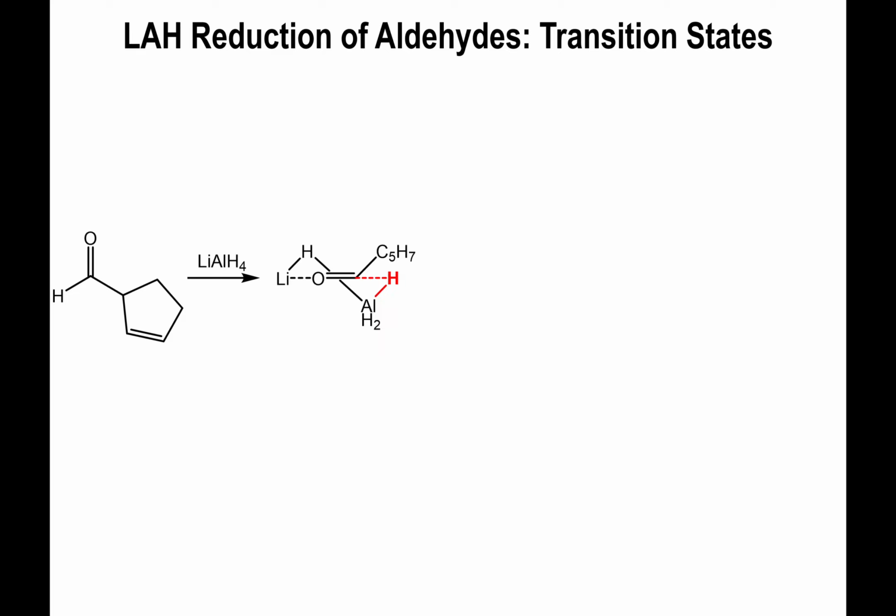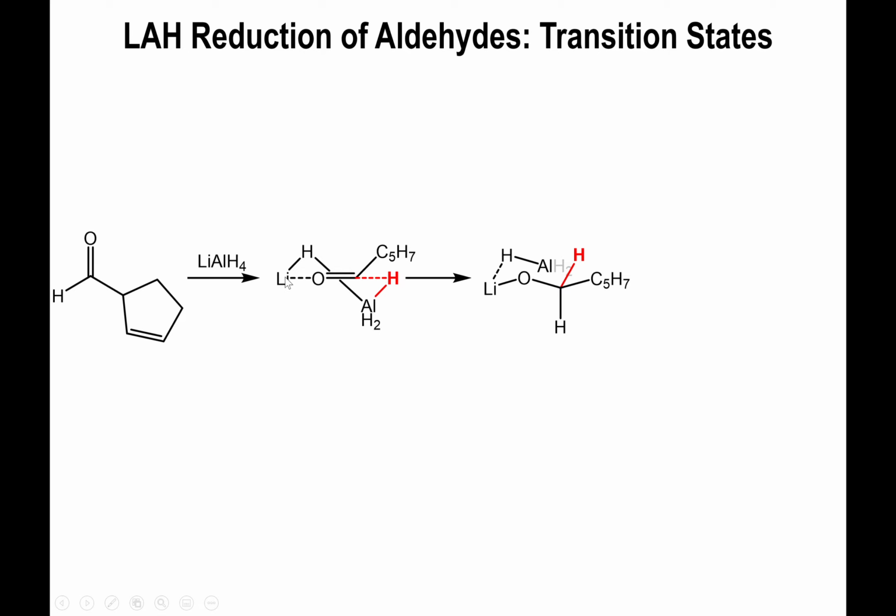Very similarly, you have that pre-organization of aluminum hydride right next to that aldehyde molecule. Once again, I've drawn it so that it's behind the molecule, but this could also be drawn from the front of the molecule. There is no preference for either side. So if you end up producing a chiral carbon, it will be racemic, and that's a big point to be made here. But the same thing happens.